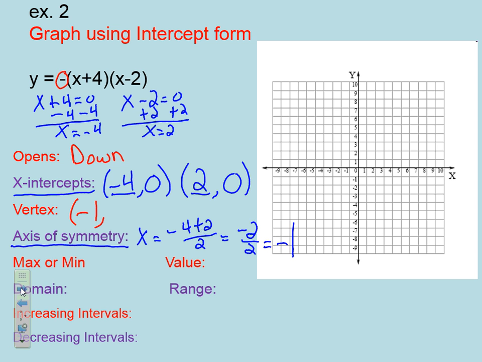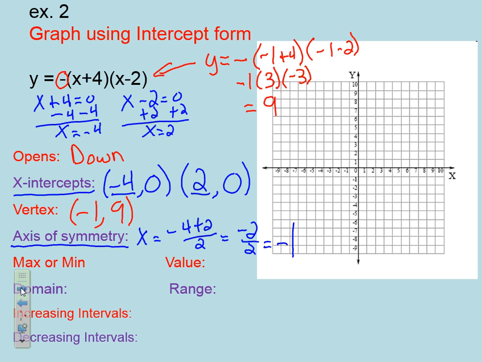Now to find our y value, we'll just plug it in. y equals negative times negative 1 plus 4 times negative 1 minus 2. So we have negative 1 times 3 times negative 3, and we're going to get a positive 9. So right there, that is our vertex. Since we're going down, we're going to have a maximum. And our value, remember, it's always going to be our y value. So y equals 9.